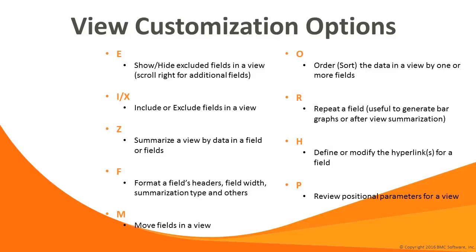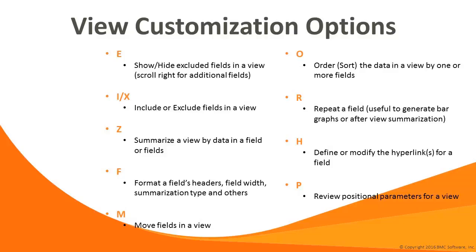In addition to setting filters and thresholds, MainView provides many other customization options. The E option toggles on and off the display of excluded fields in a view, that is, fields that are not normally displayed in the view. The I and X options include or exclude fields from a view. The Z option summarizes the data in a view by the targeted field. The F option allows for formatting fields.